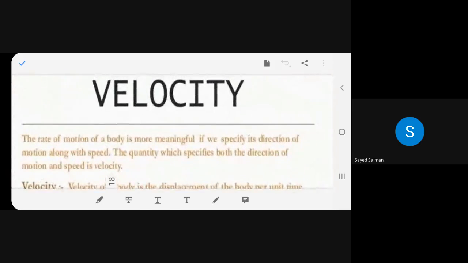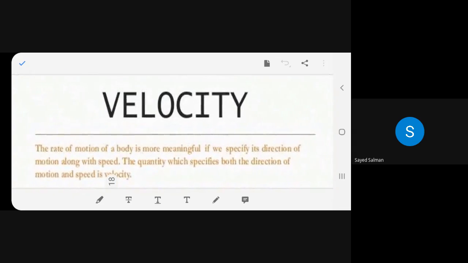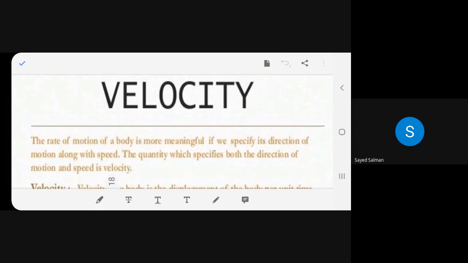Now we come to the fourth factor of motion, that is velocity. So we are through, again I repeat, distance, displacement, speed, and now we are going to work on velocity. So these three are clear to you? What have we studied so far? Is it clear to you?